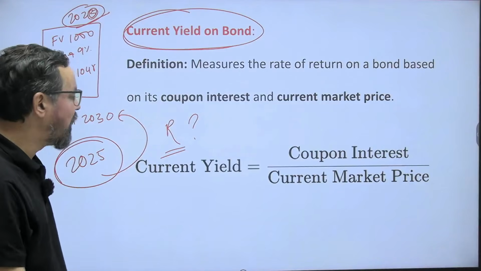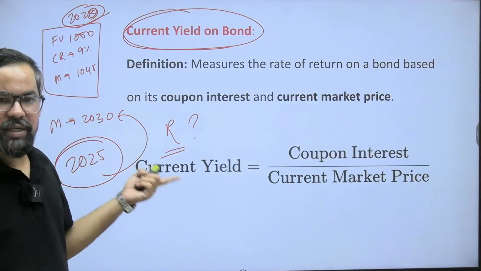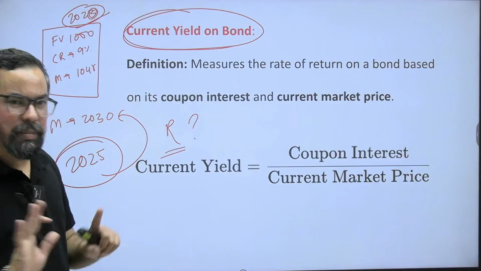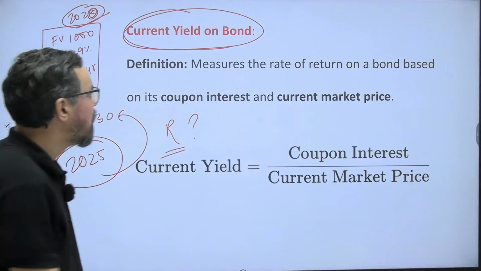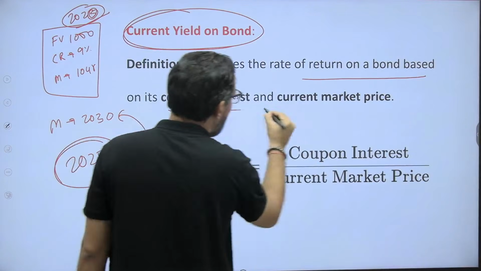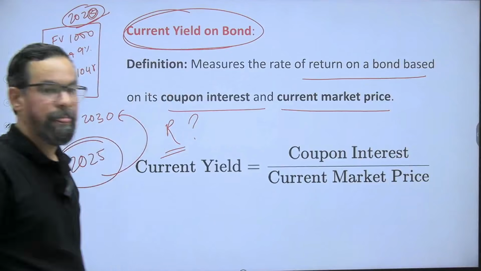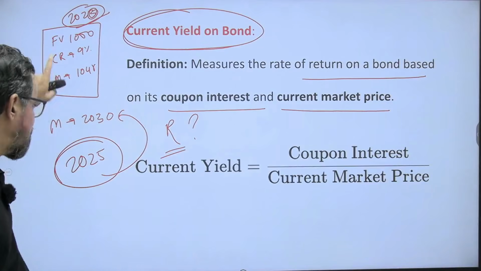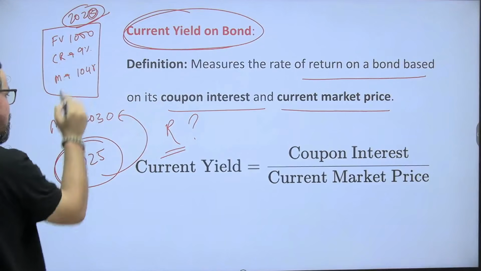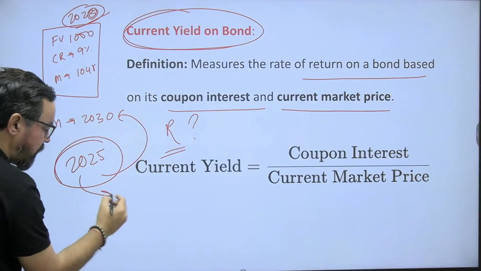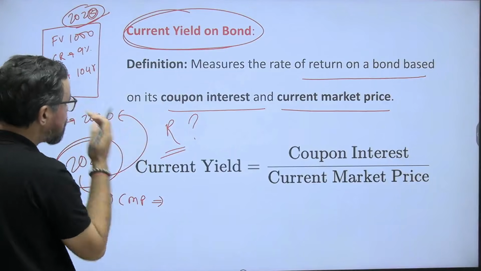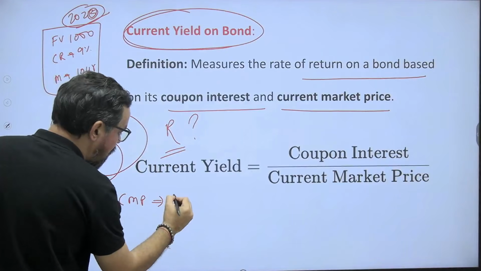So how will we calculate this? It is annual coupon divided by your current market price into 100. That is the basic formula to calculate this. It measures the rate of return on bonds based on coupon interest and current market price. So how will you calculate? Let's say in this particular case the face value is 1000, and currently in 2025 the current market price of this bond is 1050.